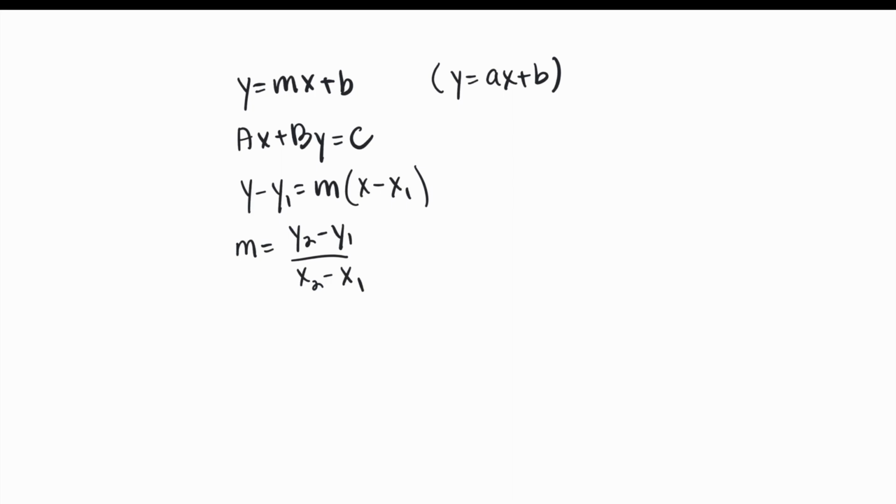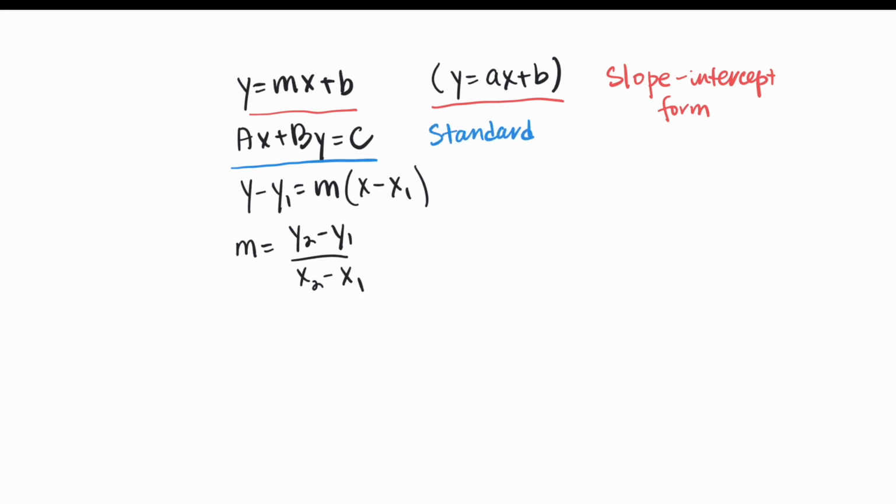The first formula or formulas are called slope-intercept form. The second formula is called standard form. The third formula is called point-slope form. And finally, the very last formula with the m equal to is called the slope formula.